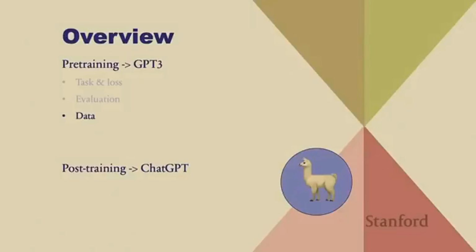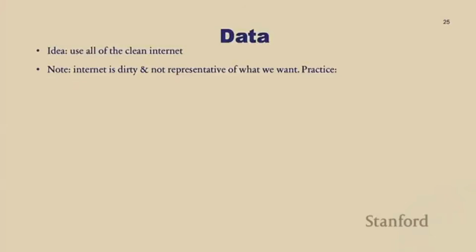Great. Data. So data is another really big topic. At a high level, people just say, oh, you basically train large language models on all of internet. What does that even mean? Or people sometimes say all of clean internet, which is even less defined. So internet is very dirty and really not representative of what we want in practice. If I download a random website right now, you would be shocked at what is in there. It's definitely not your Wikipedia.